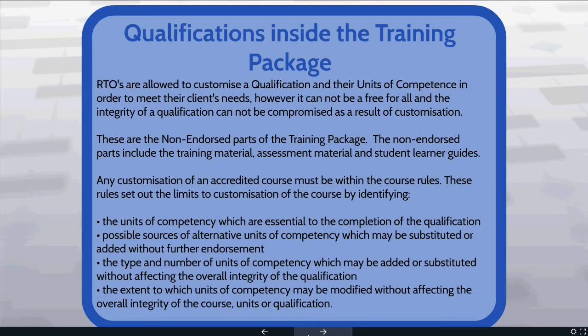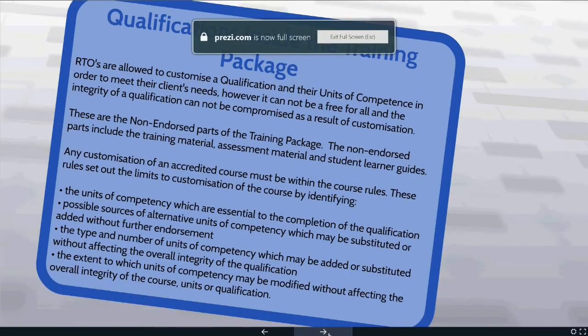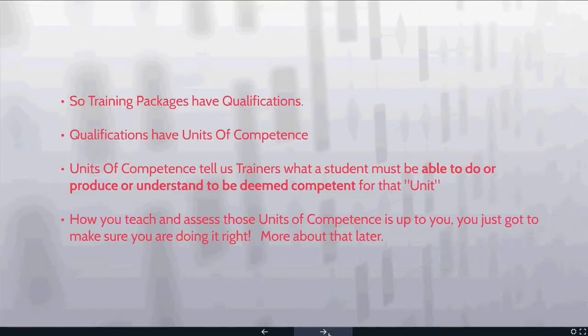As it says, you can customize the training parts and the assessment parts of a qualification. They're the non-endorsed parts, and these non-endorsed parts are, like I said, the training material, the assessment material, and the student learner guides. Any customization of an accredited course must be within the course rules. These rules set out the limits to customization of the course by identifying the units of competency which are essential, so your core units, and possible sources of alternate units of competency which may be substituted. Sometimes you can do that. You can move out one unit for another, especially within those elective streams.